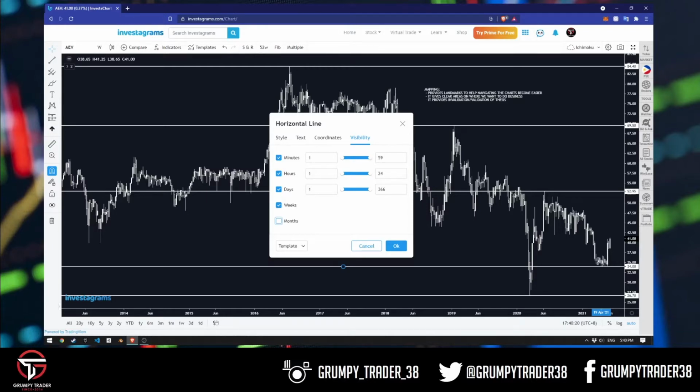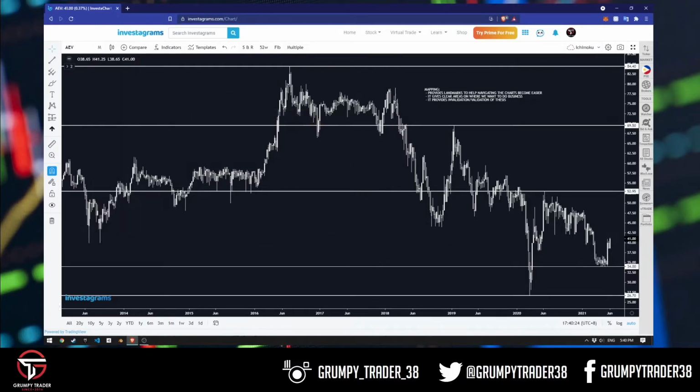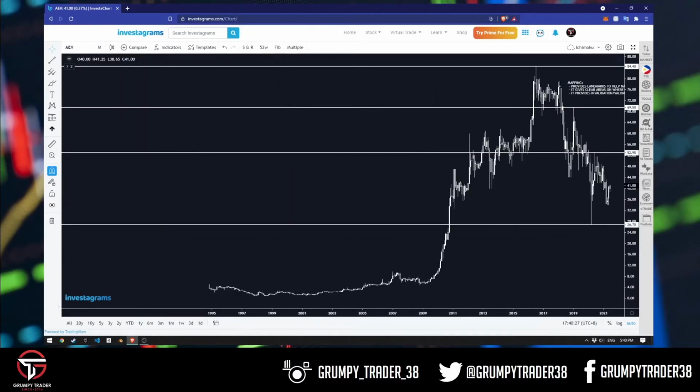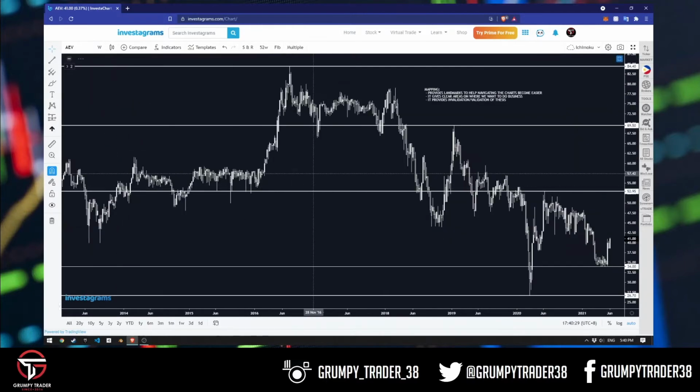Napapansin nyo, I unchecked yung months dito sa visibility. That way, when I go to the monthly chart, hindi ko siya kita. Okay? Pero sa weekly chart, kita ko siya. So sa weekly, for me, level na to, kasi medyo malaki yung 34 to 26.7.